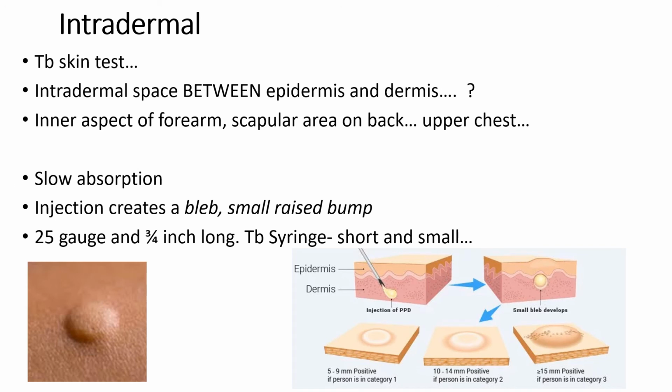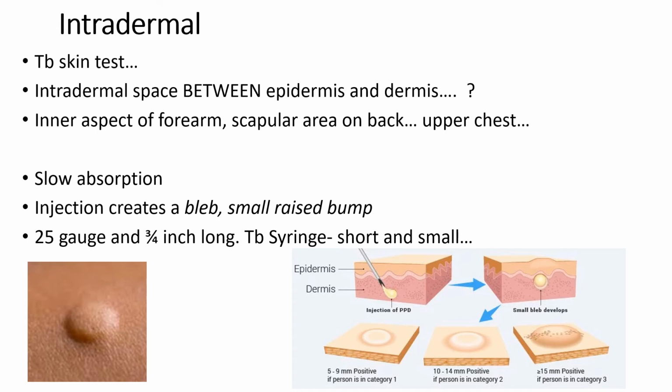So intradermal, I talked about this in a previous slide. TB skin testing. Many of us have already had a TB test in order to even get into nursing school, so you've probably seen what this looks like. It's the space between the dermis and the epidermis. Remember, bevel up. It's going to be on the inner aspect of your forearm. You can use the scapular area on the back or the upper chest, but I've never seen a TB skin test performed on those two areas. Maybe with an amputee who didn't have a forearm, they would use those areas. I myself have never seen that.